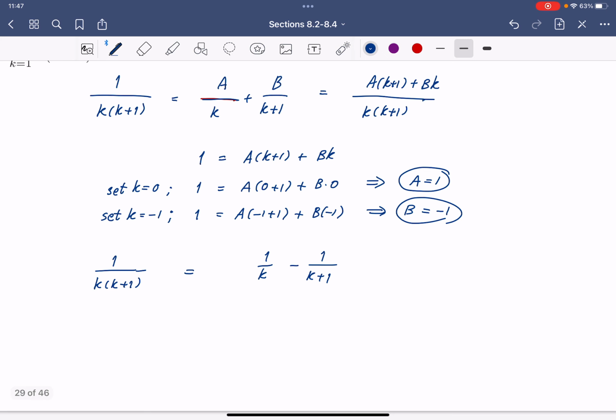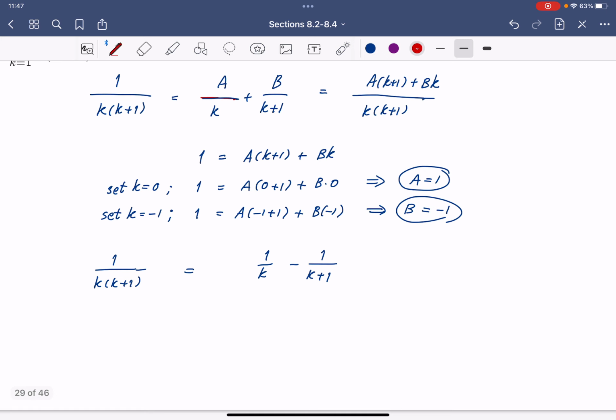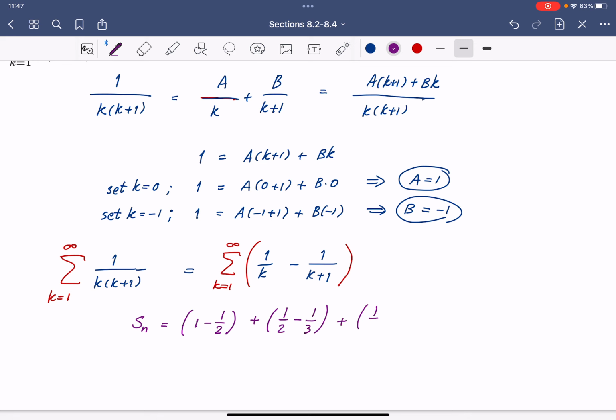And now you can see that it's going to be the telescoping series, because if you take the summation from k equal to 1 to infinity of 1 over k minus 1 over k plus 1, when you compute Sn, the first term is going to be 1 minus 1 half, the second term is going to be 1 half minus 1/3, the third one is going to be 1/3 minus a quarter, and then keep going, and the last term is going to be 1 over n minus 1 over n plus 1.